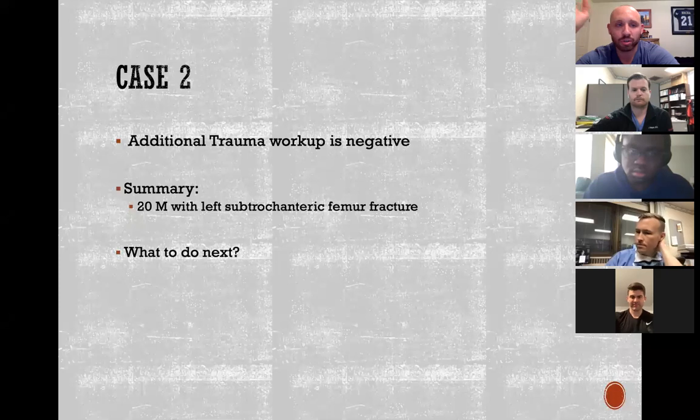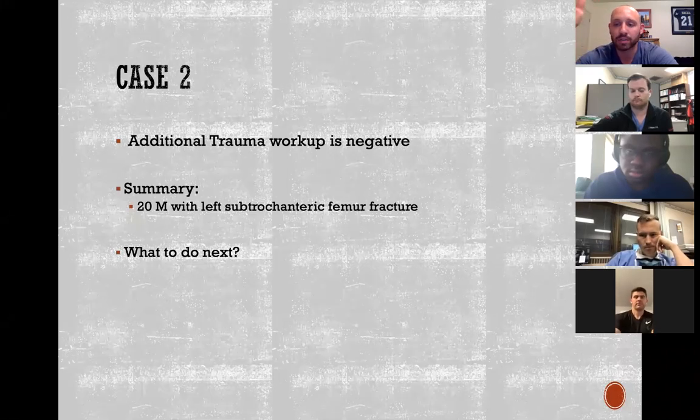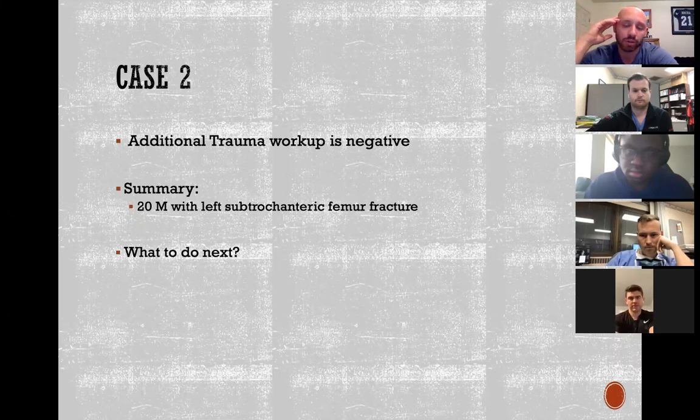So the additional trauma workup is negative. So it's pretty much just a 20-year-old guy with a left subtroch femur fracture. What do you guys want to do next? Is there any certain things you want to do in the trauma bay? Do you want to splint them a certain way? Do you want to do any additional intervention in the trauma bay? Do you want to just rush them up to the operating room? Do you want to send them home? Anybody have anything to comment?